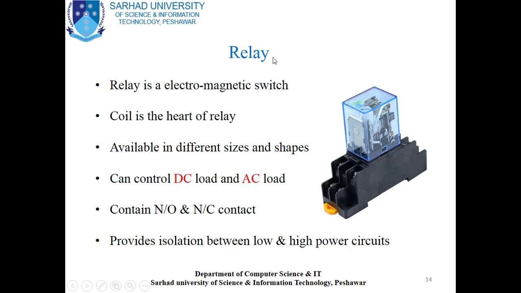through electromagnetic switch. So here you can see the pictorial diagram of electromagnetic switch. It provides isolation between low and high power circuits. It means that we can control high power circuits using relay by providing low power to the relay. It means that by low power we can control high power circuits using relay.